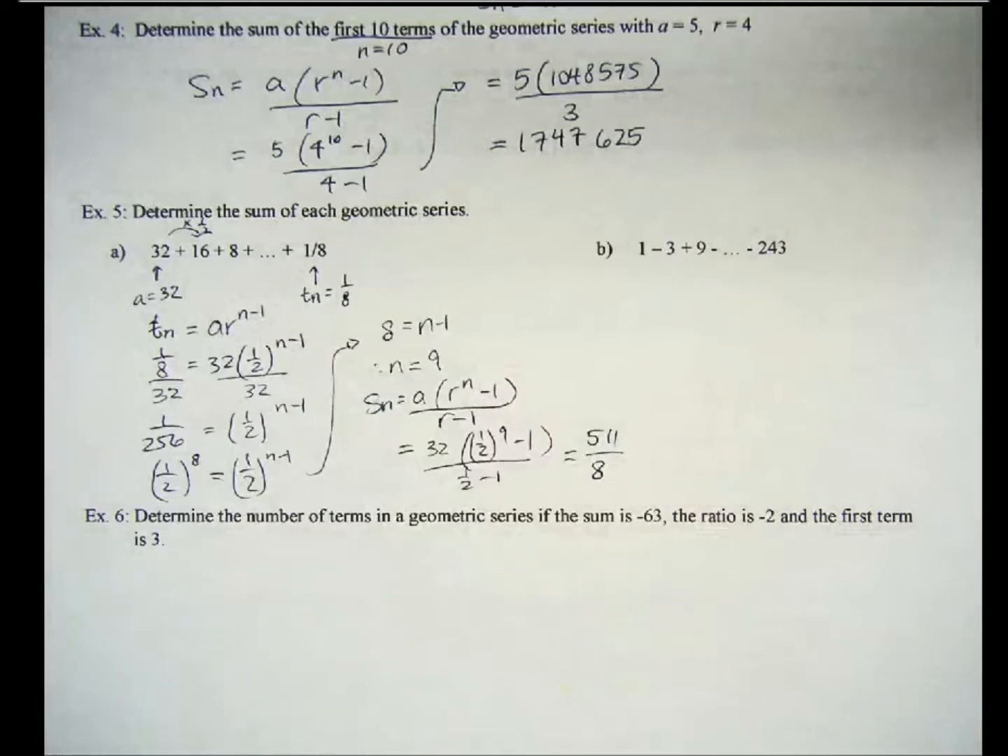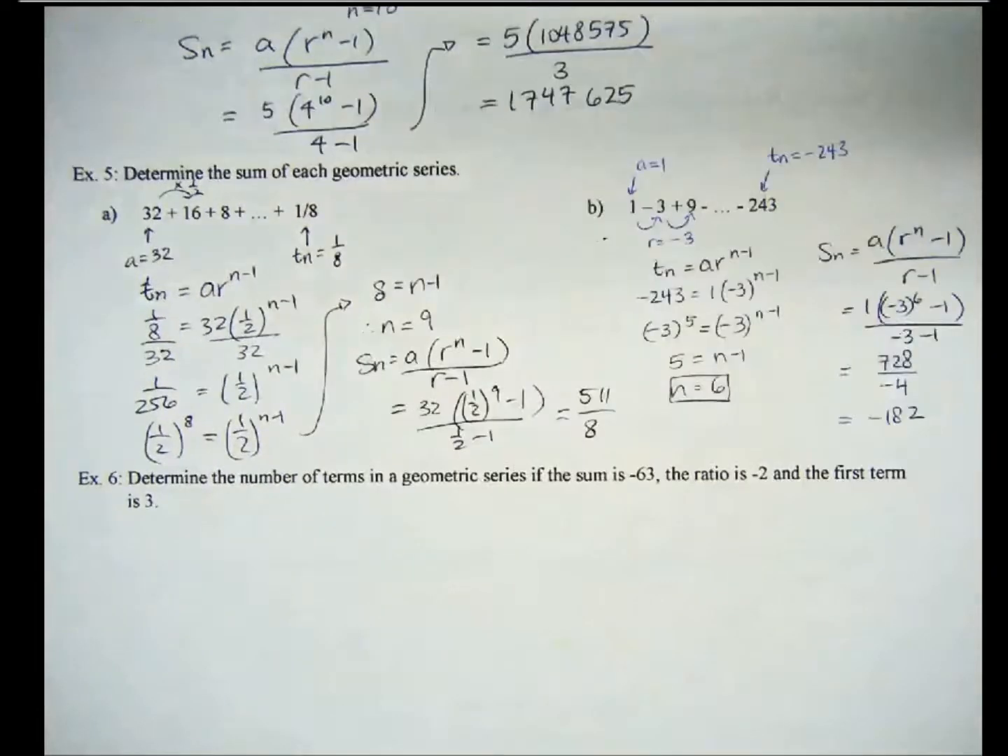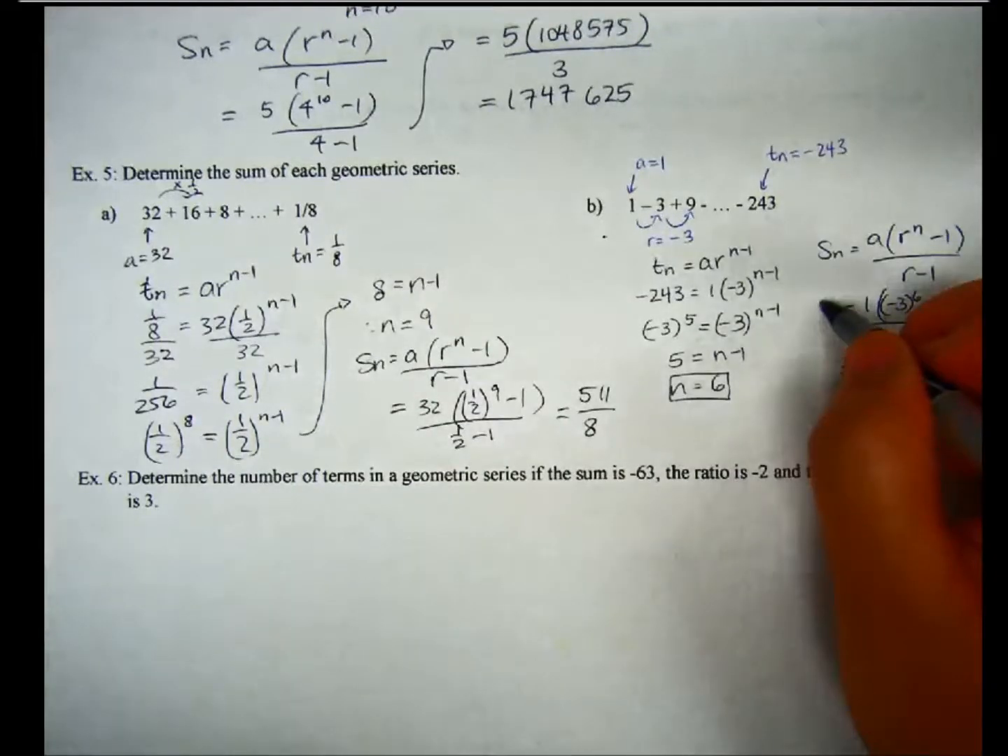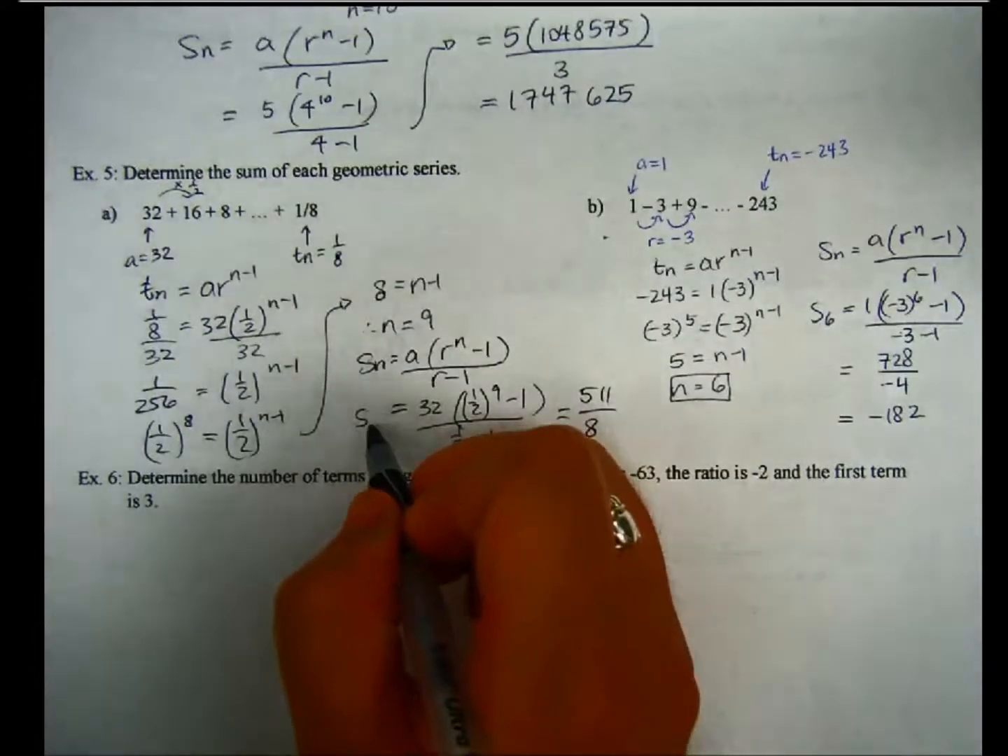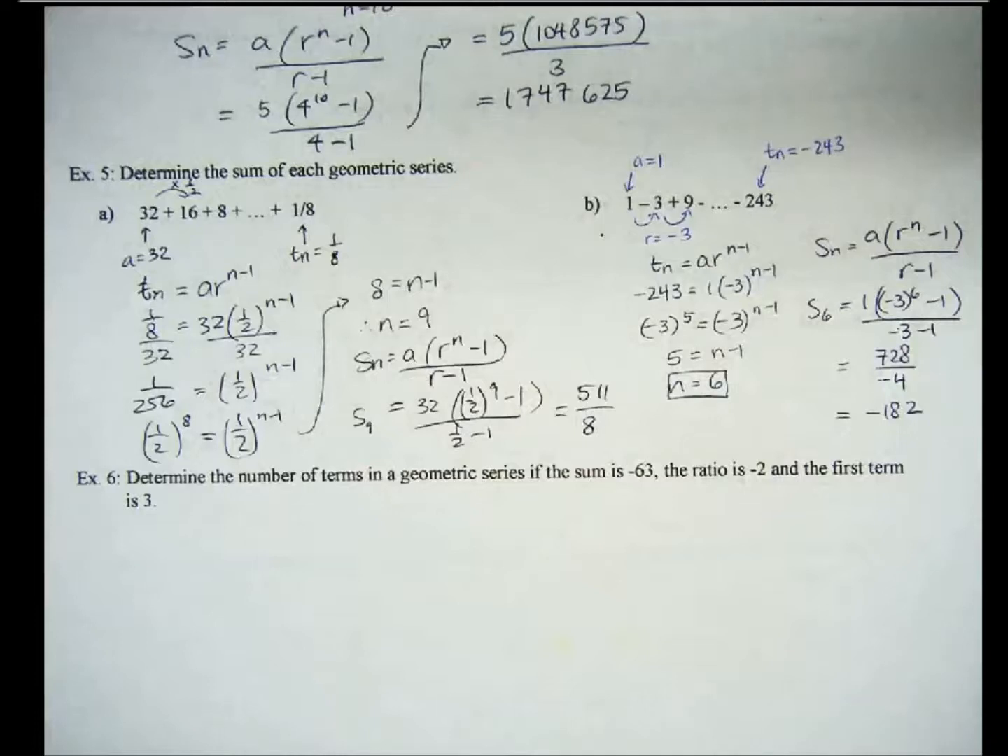Pause the video and then come back when you're done. The sum of the first 6 terms, for example B, is negative 182. And over here, this was the sum of the first 9 terms.